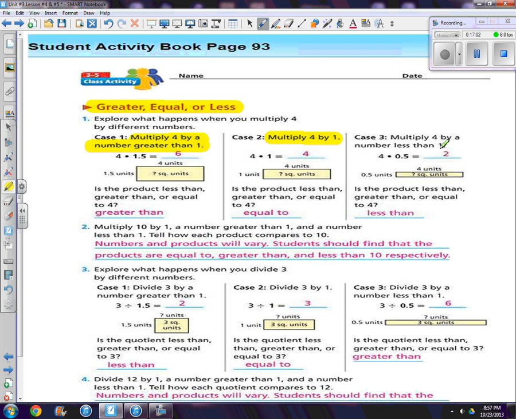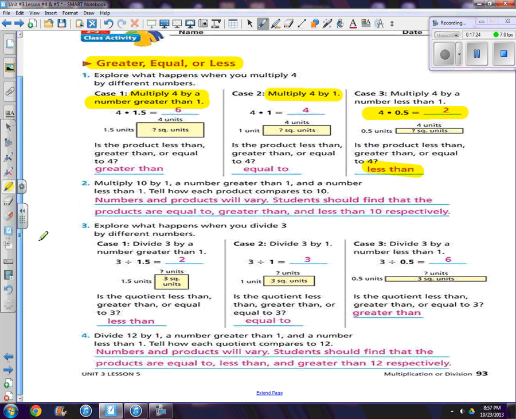Multiply 4 by a number less than 1. So they did 4 times 0.5 and end up with 2. 0.5 is 5/10, half of 4. 4 units, 0.5. 2 units, it'd be less than. Okay? Multiply 10 by 1, a number greater than 1, and a number less than 1. Tell how each product compares to 10. Numbers and products will vary. Students should find that the products are equal to, greater than, and less than 10 respectively.